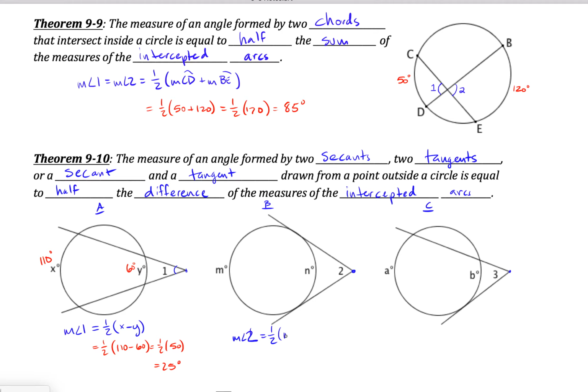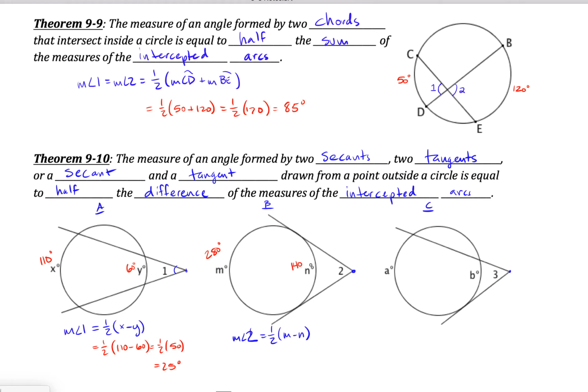In diagram B, where we have our two tangents meeting, the measure of angle 2 would be half of, again, our two intercepted arcs subtracted from one another. So the arc with m degree measure right here minus the n for this arc's measure right here. Again, if we wanted to put some numbers on this, let's say that arc m has a measure of 280 degrees, and let's say that n is 140 degrees.